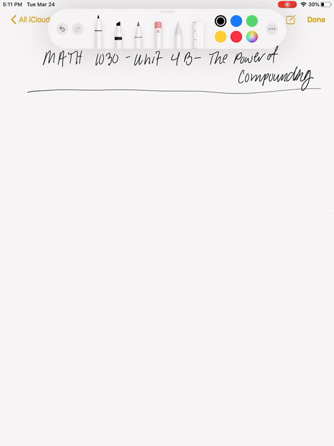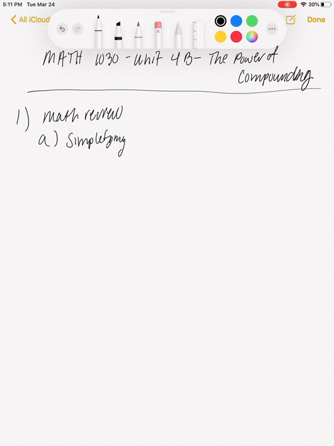In order to do this section, I'm going to go over the handout, and we begin the handout with 1, the math review. In section A, we're going to do some simplifying of expressions that involve exponents. So we're going to simplify these expressions.